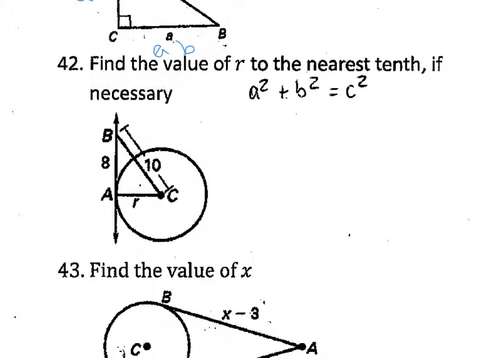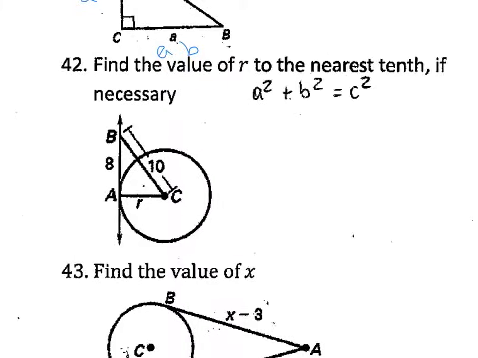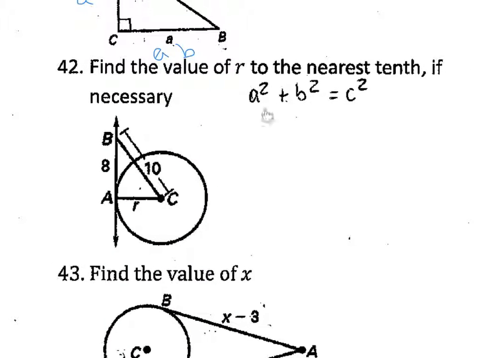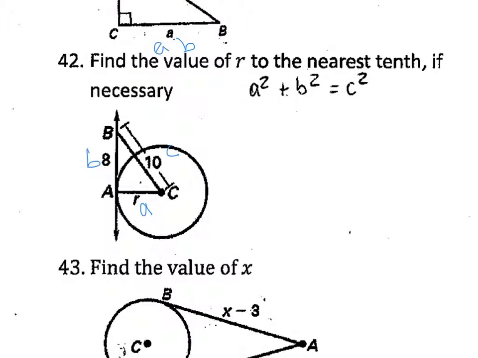42, we're wanting to find the value of R, which would be a radius, to the nearest tenth. You're going to use the Pythagorean theorem here. That's been written for you. So I would call this side A, this would be C, and this would be B. So plug it into the Pythagorean theorem.